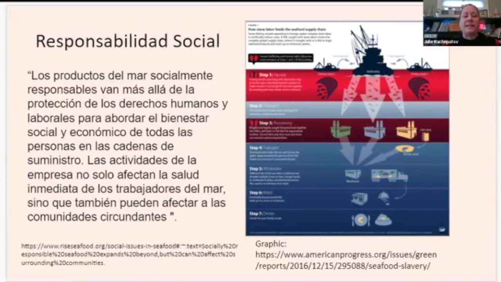Because it doesn't matter how environmentally sustainable your fish is if it is caught by slave labor. Porque no tiene mucho valor que su pesca sea la más ambientalmente sostenible si está haciendo eso utilizando una mano de obra forzada o una mano de obra esclava.